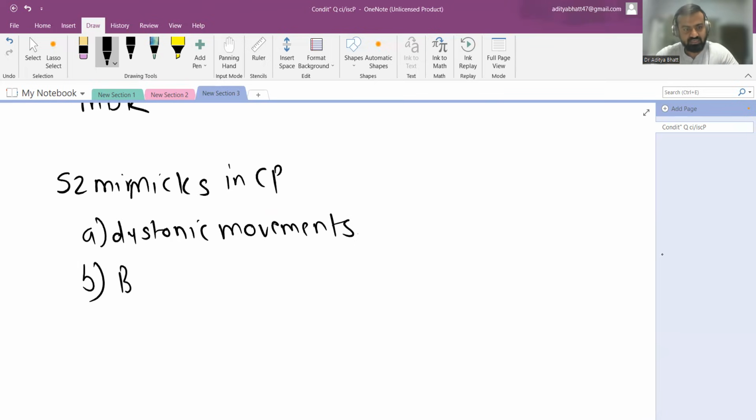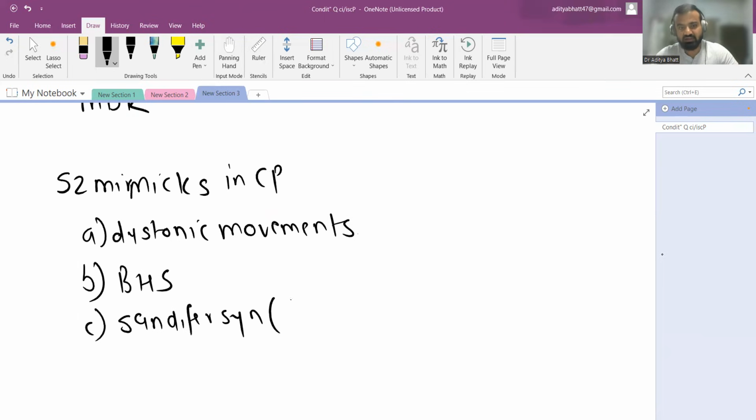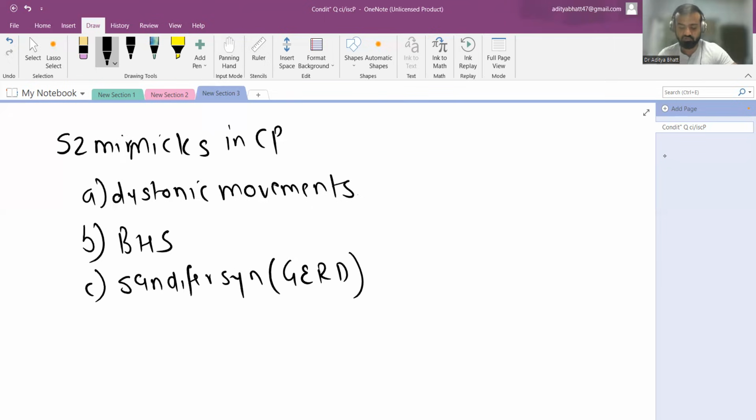Okay, then breath holding spells are very common with CP patients. And third is Sandifer syndrome. What is Sandifer syndrome? It is the GERD. It is the neck contortions. There is a neck contortion movement due to GERD in infants, and that is known as Sandifer syndrome.